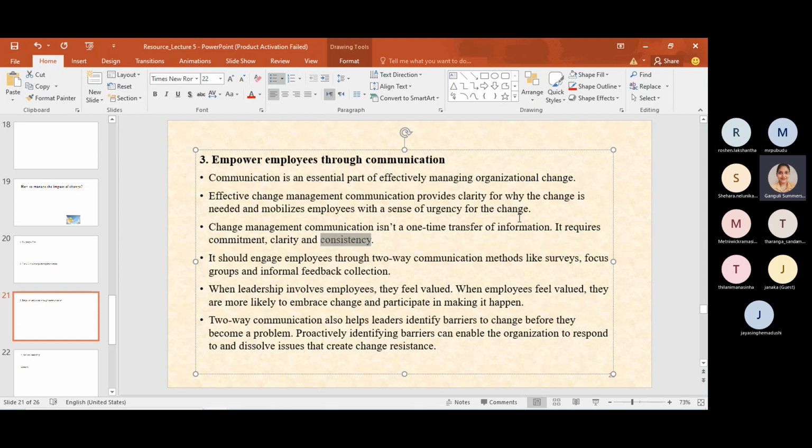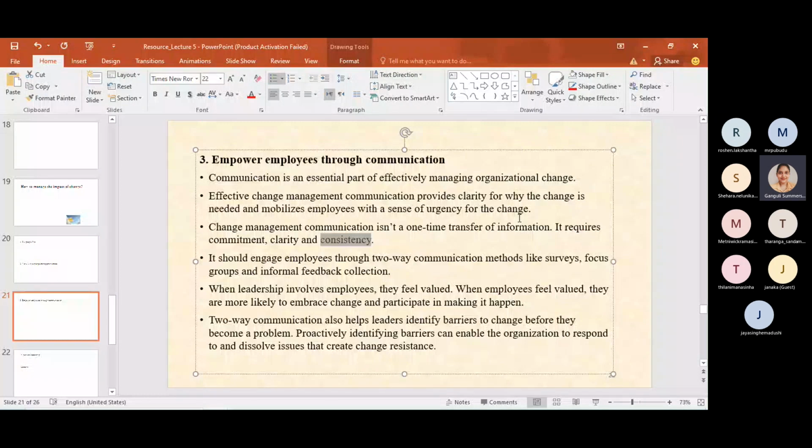Okay, so you should empower your employees. You have to talk to your employees, communicate with them, and ask them whether they are feeling okay with the changes, whether they are feeling worried, anxious, or confident now, and what doubts, problems, or challenges they are facing. These things should be communicated in a consistent, regular manner.